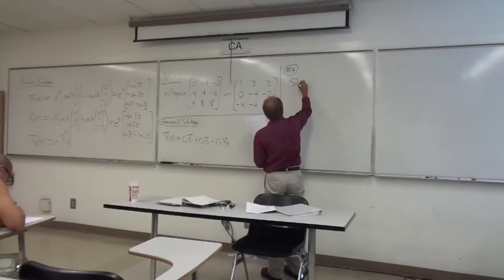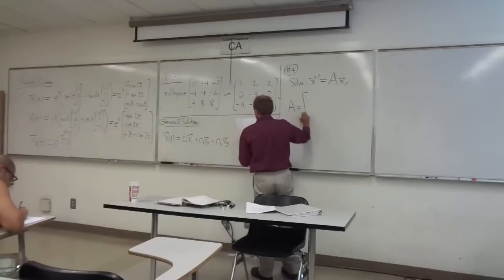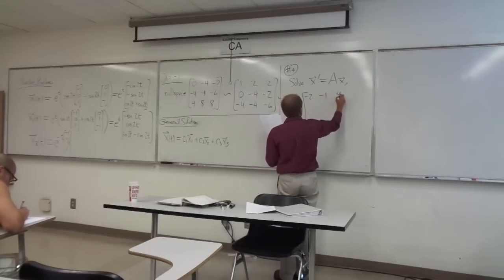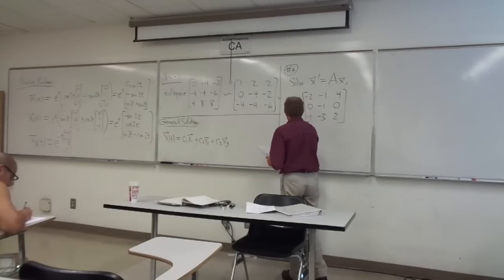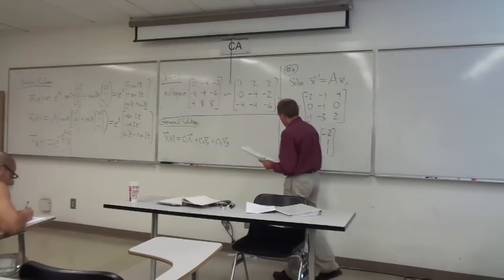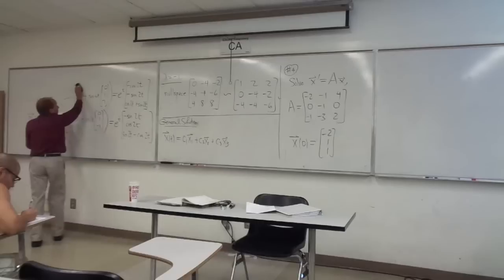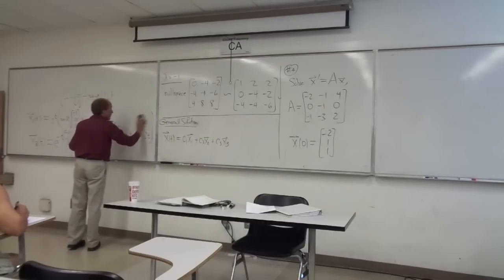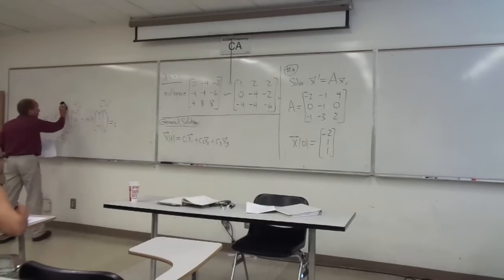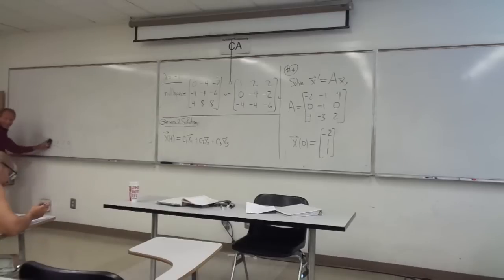So let's solve x prime equals Ax, where A is the matrix negative 2, negative 1, 4, 0, negative 1, 0, and negative 1, negative 3, 2. And I'm going to throw a little wrench into this problem and give you an initial condition, which is negative 2, 1, and 1. Okay? That is the problem we're going to solve. This time I'm not giving you any eigenvalues as hints. I'm going to make you figure them out.